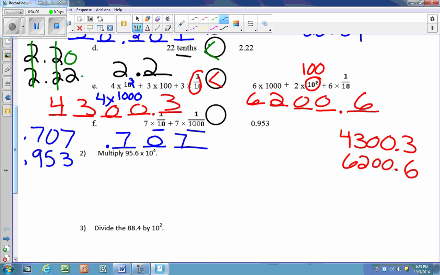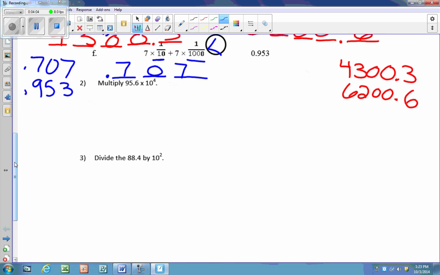And then I know that this one is larger. I'm now moving down to question 2. On question 2, it's telling me to multiply. When I multiply decimals, I jump my decimal to the right. The 10 to the 4th tells me that I'm multiplying it by 4.